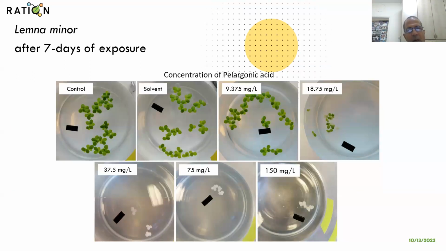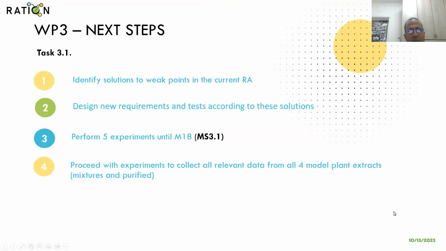So we have here basically the same experiment, but with another organism, Lemna minor. You can see also that high concentrations of pelargonic acid are affecting the plants. Next slide, please. So this is what we've done so far, and I'd like to talk now about our plans, our next steps.